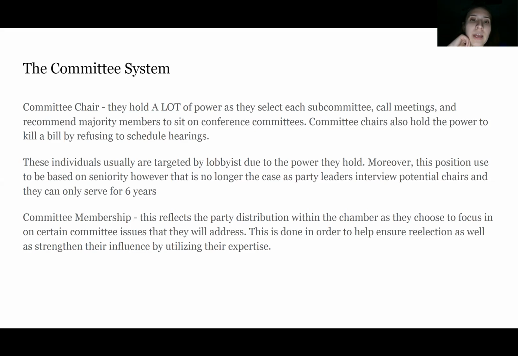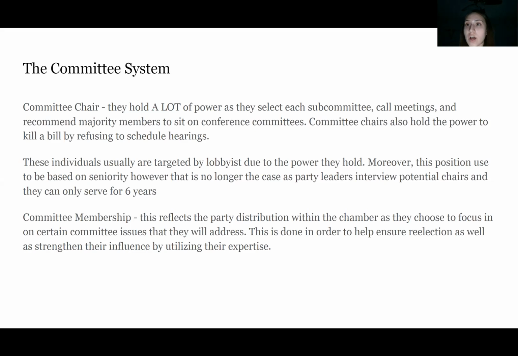Committee membership. This reflects the party's distribution within the chambers as they choose to focus in on certain committee issues they will address. This is done in order to help ensure re-election as well as strengthen their influence by utilizing their expertise. So we have committee memberships.